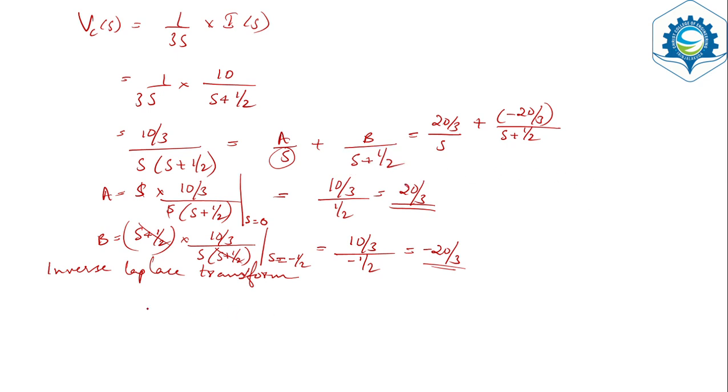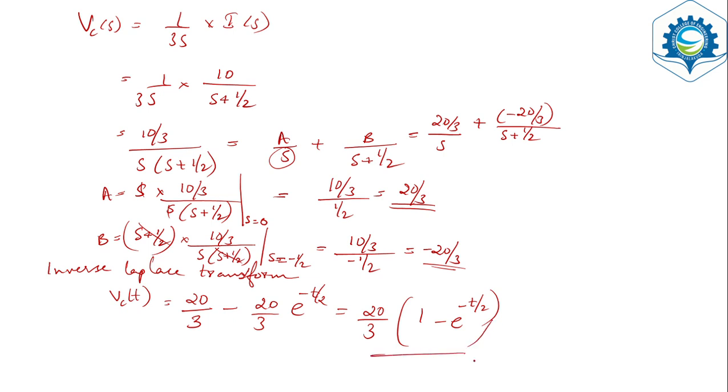Now you find out the inverse Laplace transform. Vc of t is equal to, what is the inverse Laplace of 1 by S? It is 1. So your constant will be there, minus 20 by 3, 1 by S plus 1 by 2, e raised to minus t by 2. Or you can take 20 by 3 outside and you will get 1 minus e raised to minus t by 2. This is your final answer.